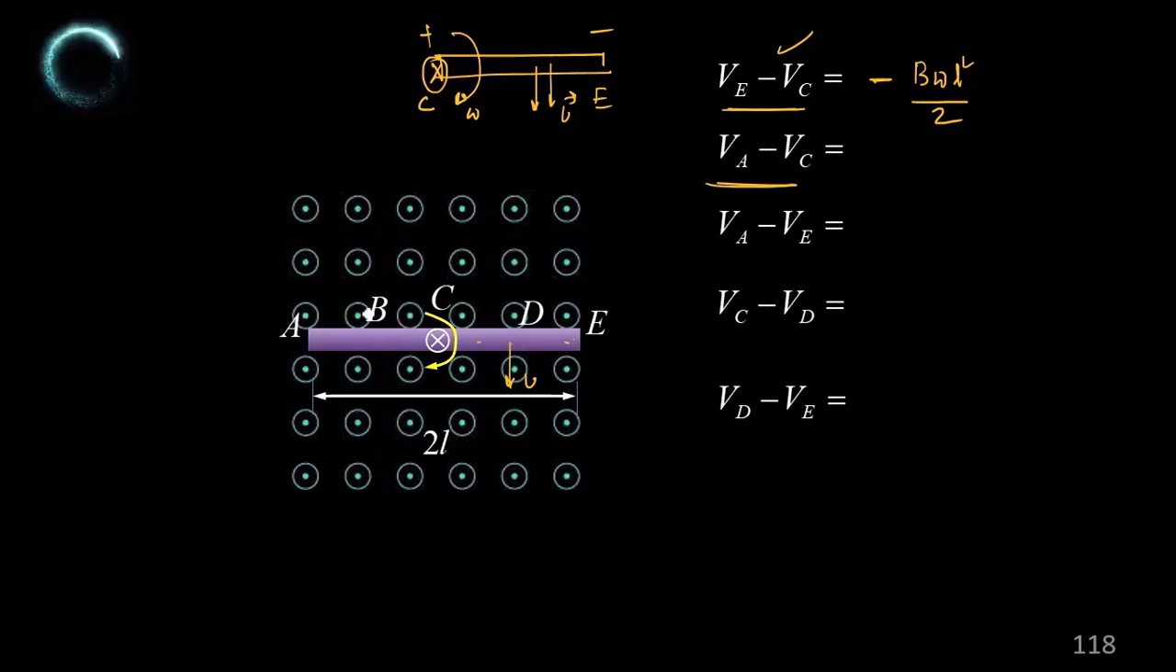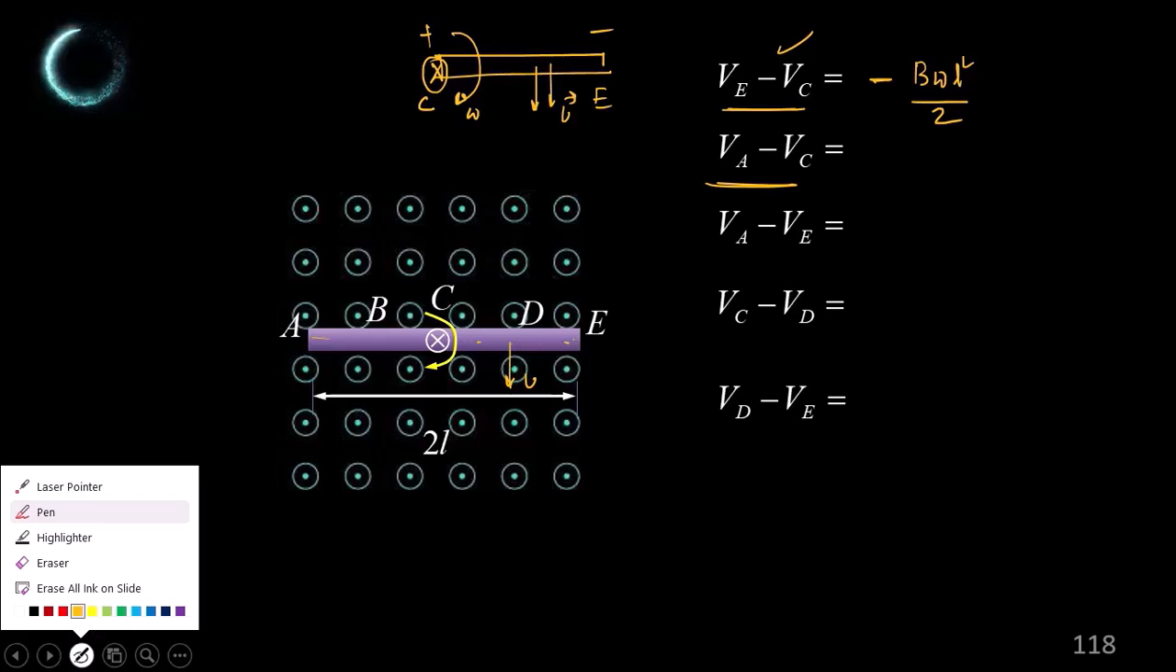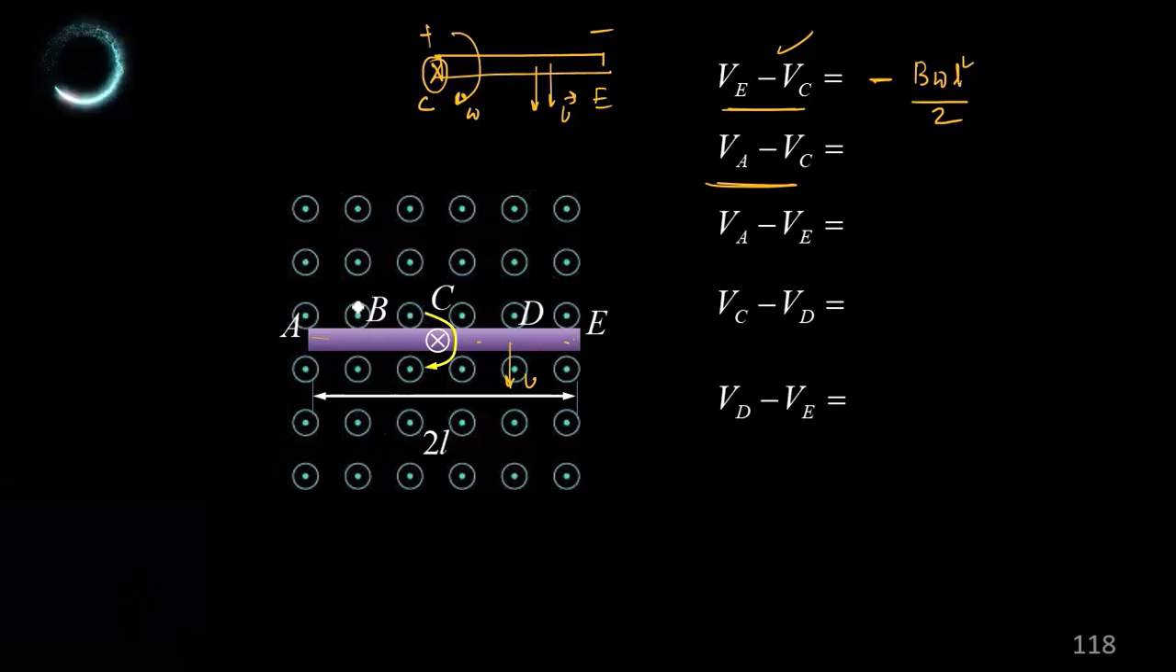Now A and C. For A and C, all the points on the side AC are moving in the upward direction, because this is the direction of velocity. So if I take V upward and V cross B, again the palm is facing towards our C point. So C is acting as the positive side, A is acting as the negative side. So again VC minus VA. Again this number will be negative. Answer is B omega L square by 2.